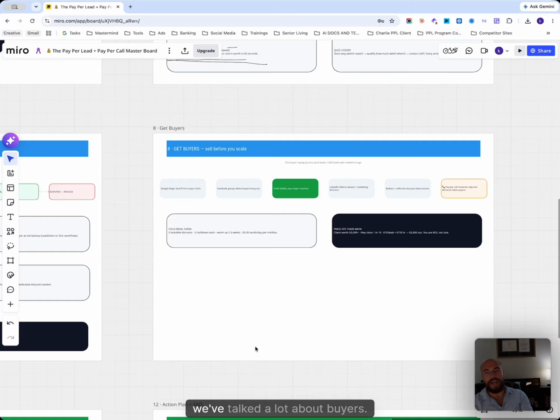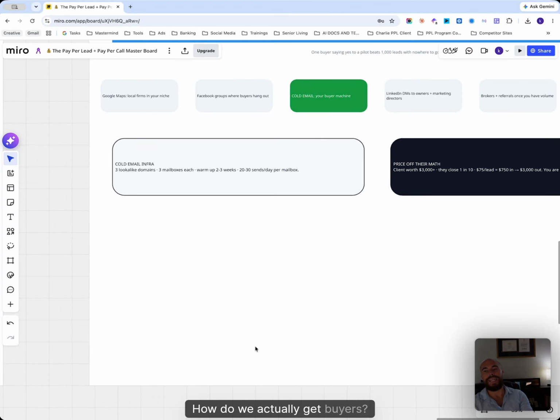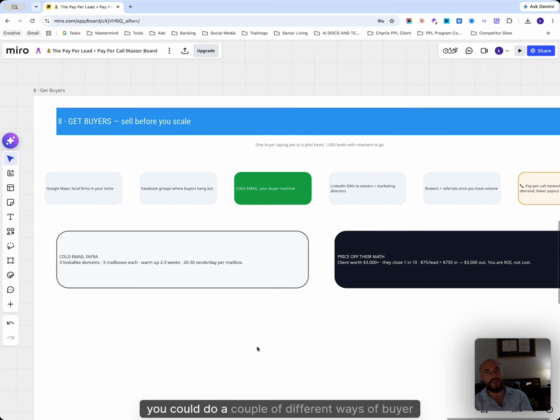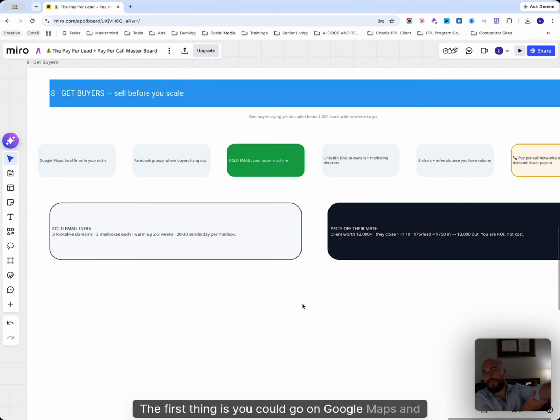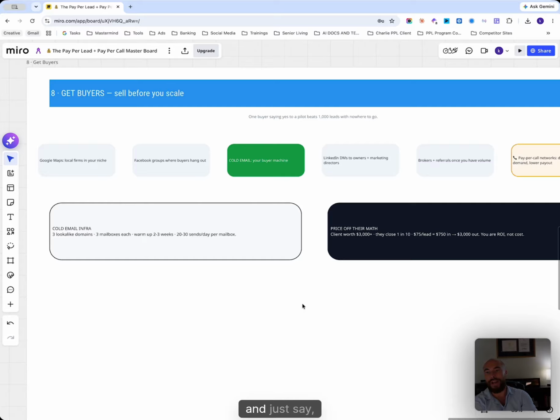Now we've talked a lot about buyers. How do we actually get buyers? Well, you could do a couple of different ways of buyer acquisition. The first thing is you could go on Google Maps, look for local buyers in your area, and cold call them and say, hey man, I'm in this area, and so on. I never really did this, so I won't be able to help you much on that. But what I will say is that if you cold call people, you're guaranteed to get a buyer essentially if you do enough volume. You just have to make all those calls. And it sucks, but you got to do it, right?